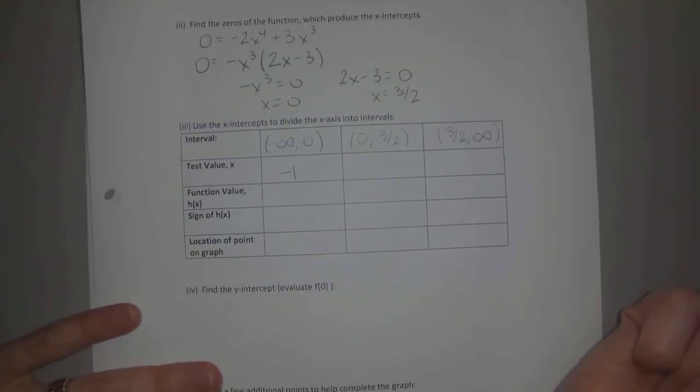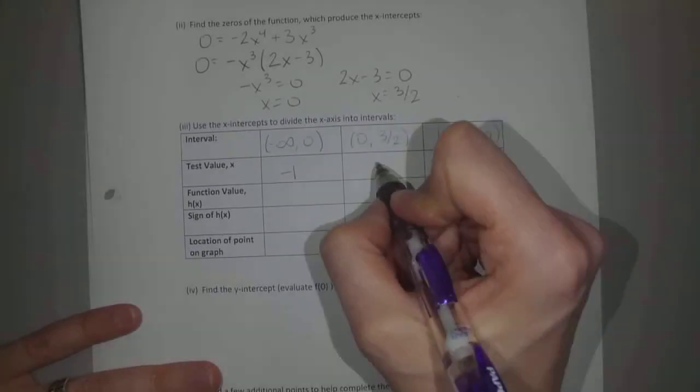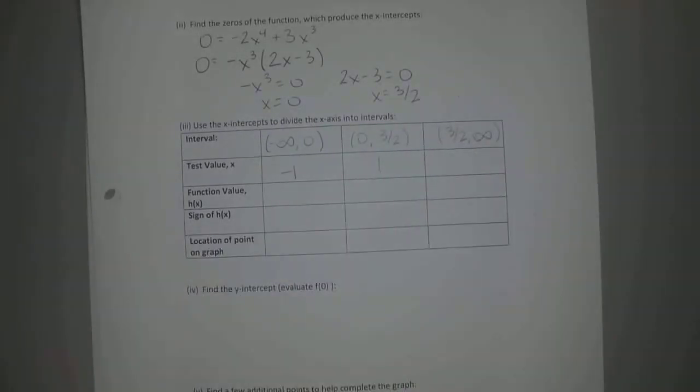You could do 1/2, but I'd always kind of avoid fractions if possible, so we'll just do 1. And then over here, what's the easiest term probably out of 3/2 to infinity? You can do 4, but I would do 2. 3/2 is 1.5, so stay smaller and closer to it, so that's 2. You're not wrong if you pick 4, though.